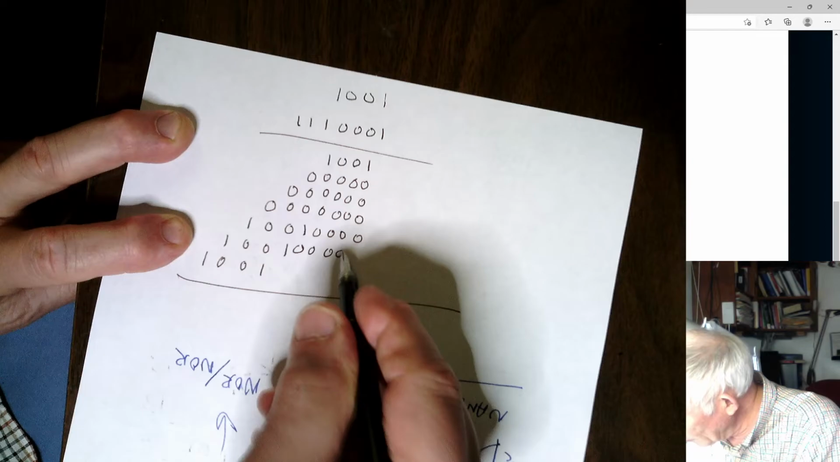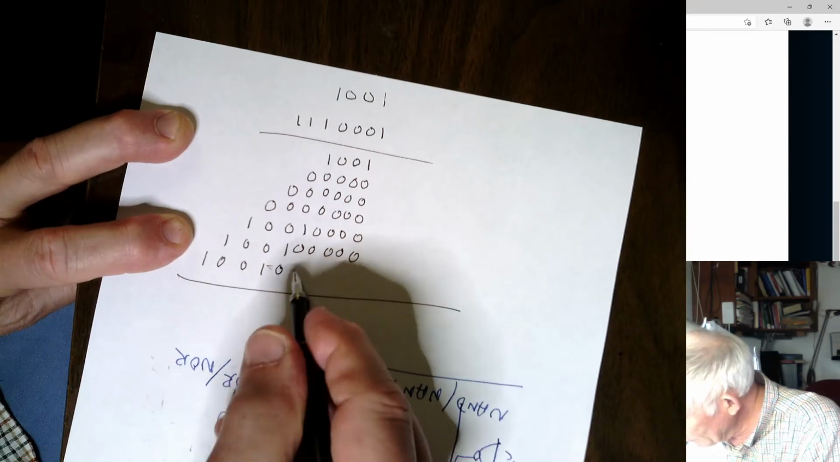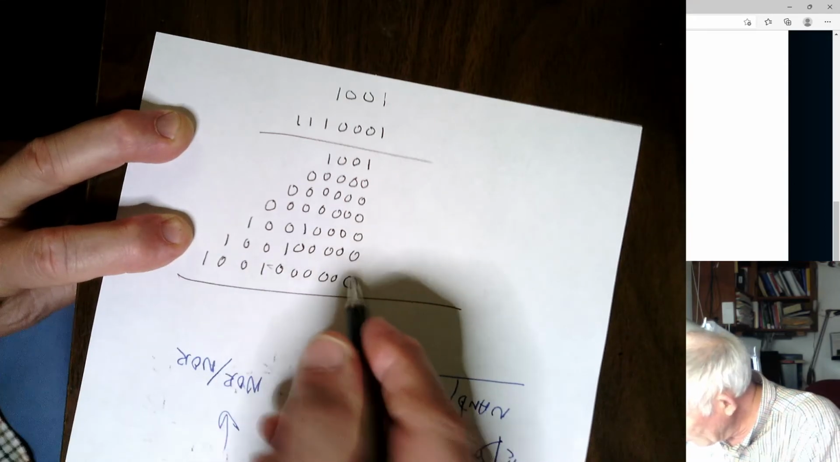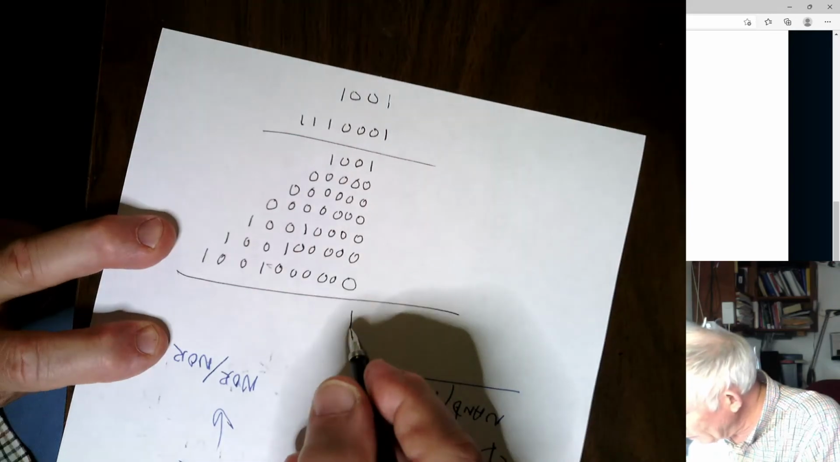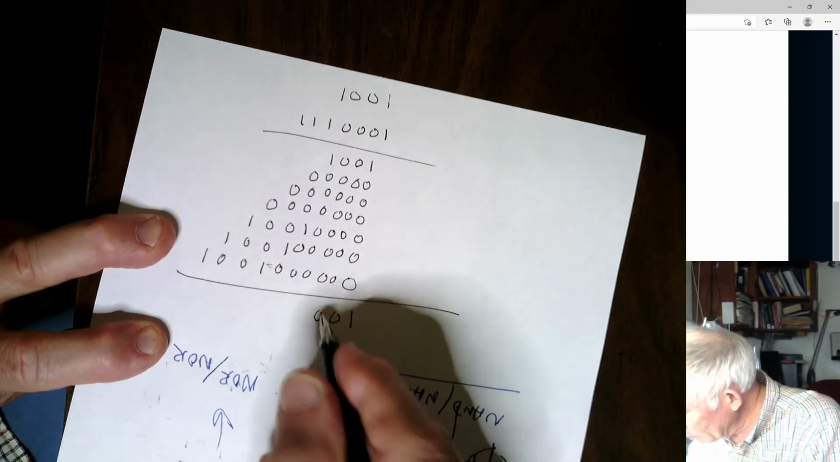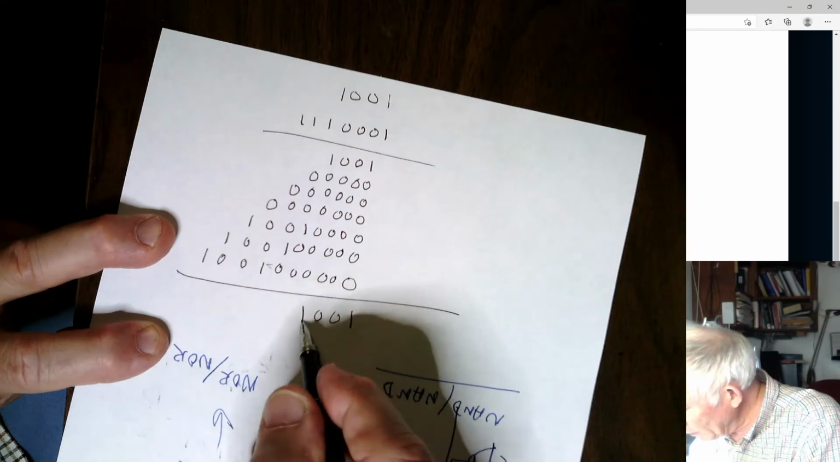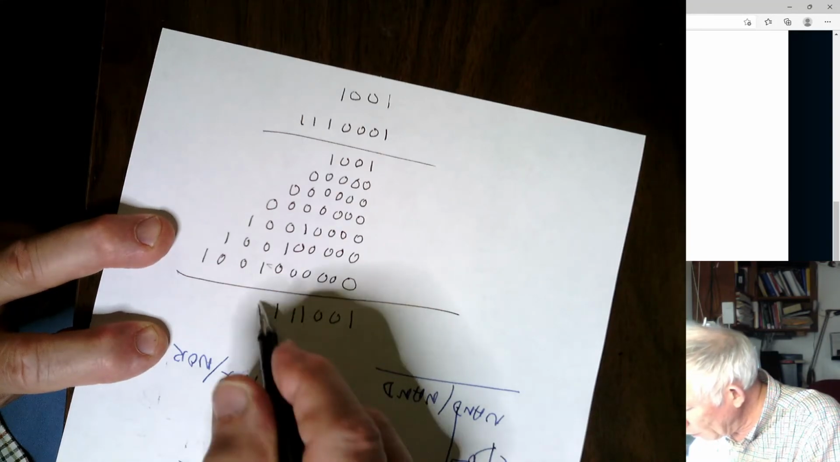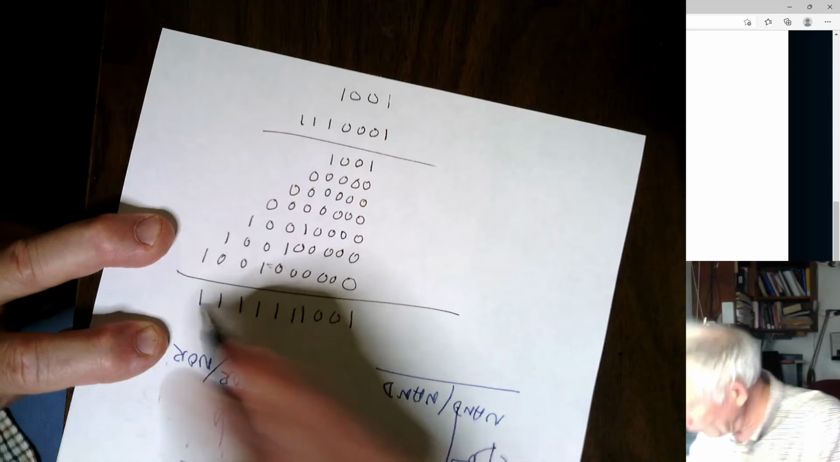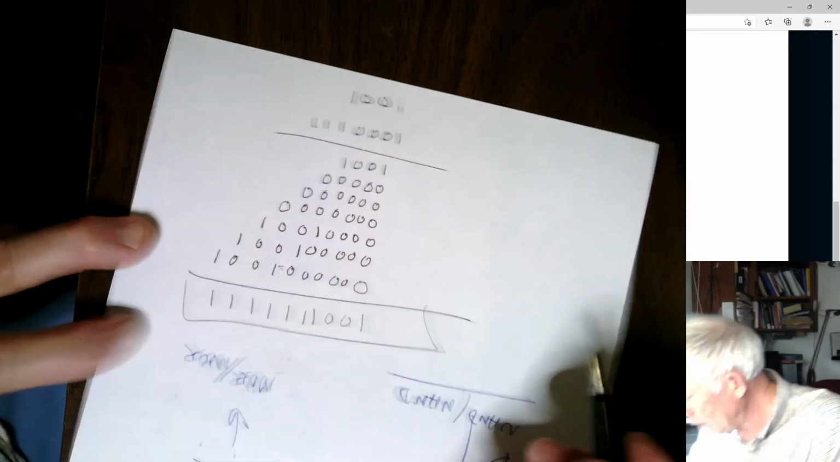Trying to keep it lined up a little better. Okay, so that's going to be a 1, a 0, a 0. That's going to be a 1, a 1, a 1, a 1, a 1, a 1, and a 1. So that's the answer. A lot of 1s.